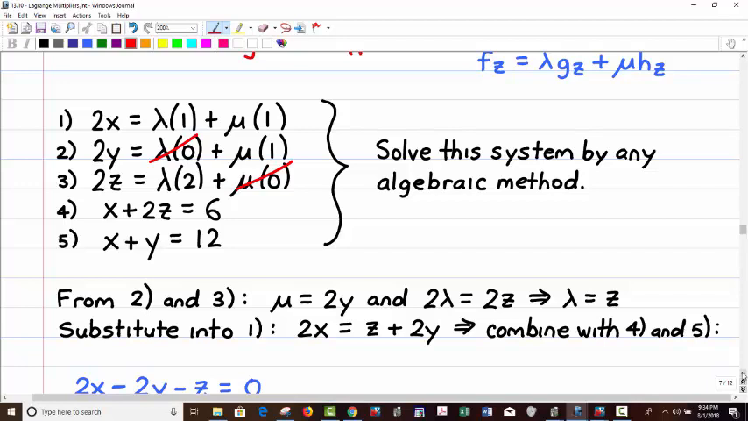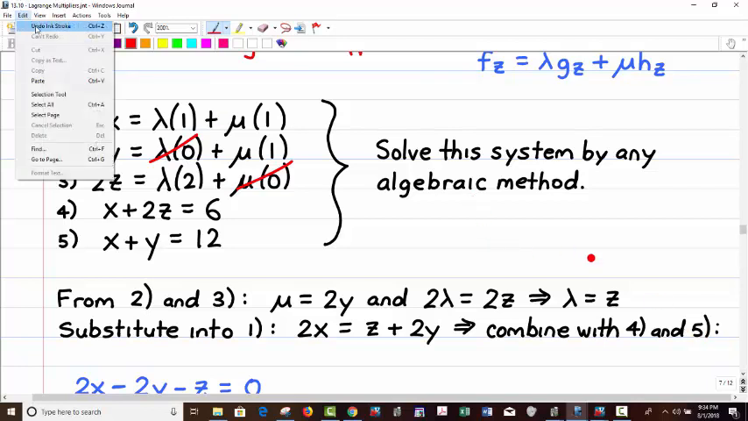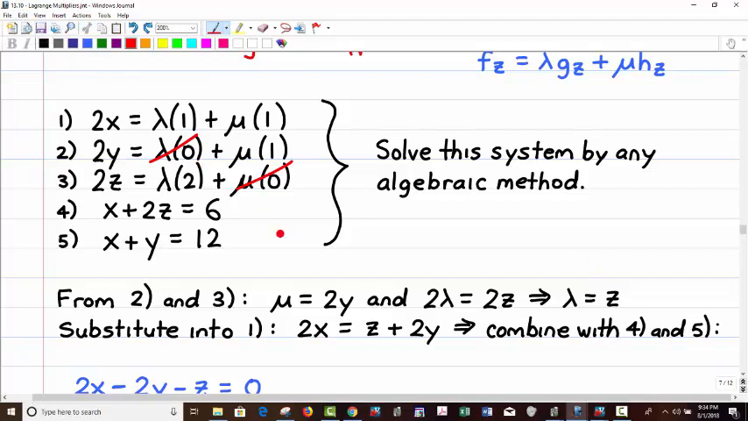Now here's what I did. Like I said, you might approach this a totally different way, and if you do it correctly, then it's just as good as my way. I took the middle equation and said that mu equals 2y. Middle of these three, which is number 2. That's why I numbered these. It's not a rule that you have to number them, but just so you can see what I was doing.